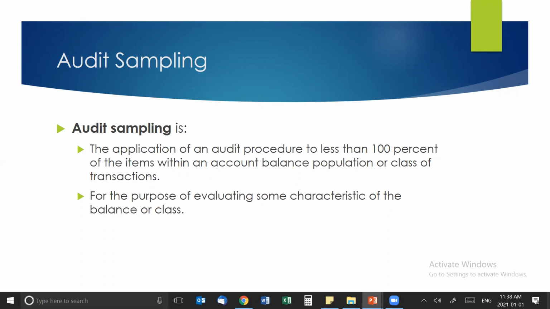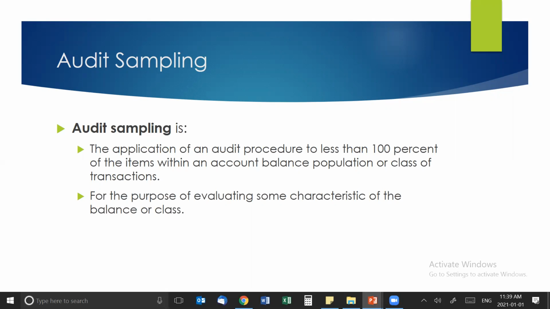But this chapter talks about how we figure out what type of sample to choose, and what happens if we find errors. It's going to go through audit sampling and how we determine everything around sampling. Okay? So we don't have to audit 100% of every single transaction.